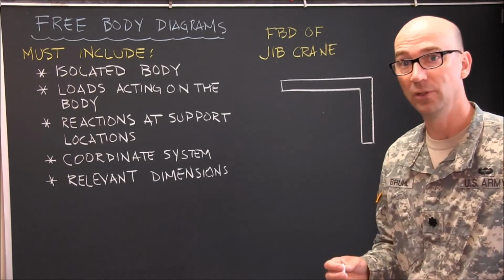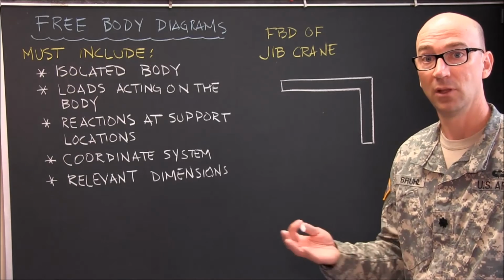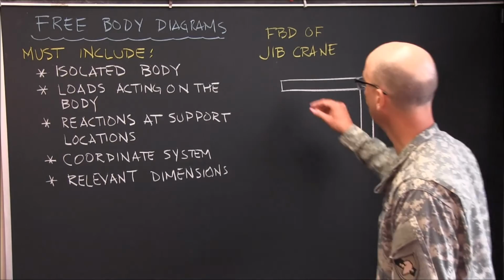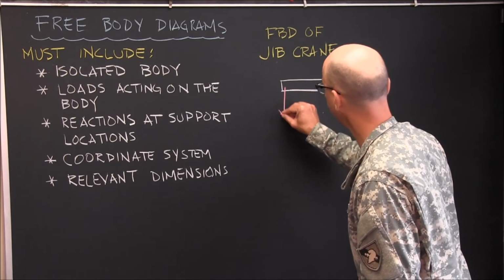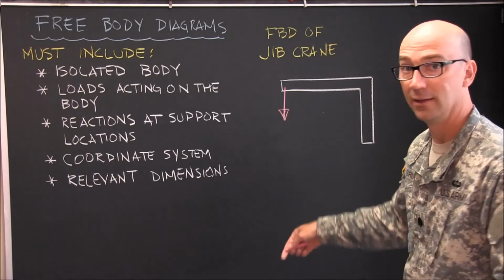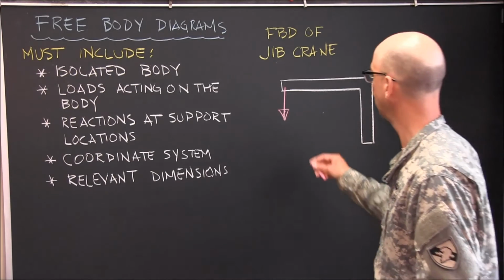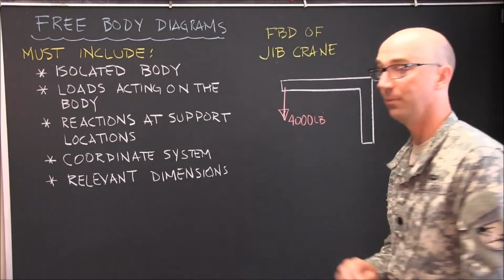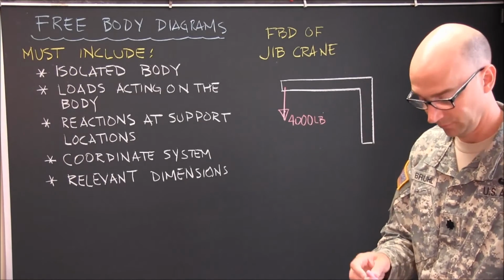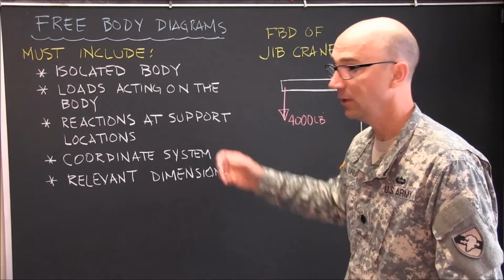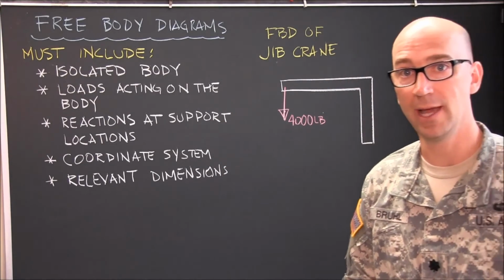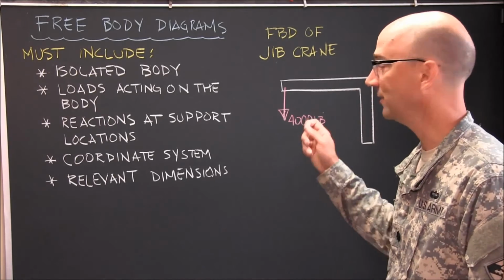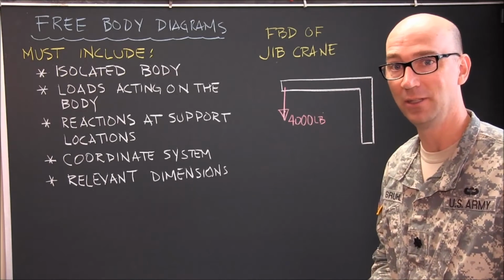So the only other load that's acting on this is the weight of that 4,000 pound concrete block hanging out at the end. And we can represent that with a force vector acting down, as obviously the weight would be acting, and label that as a 4,000 pound load. That's the load acting on the body. How about the reactions? What reactions at the support locations do we need to include?